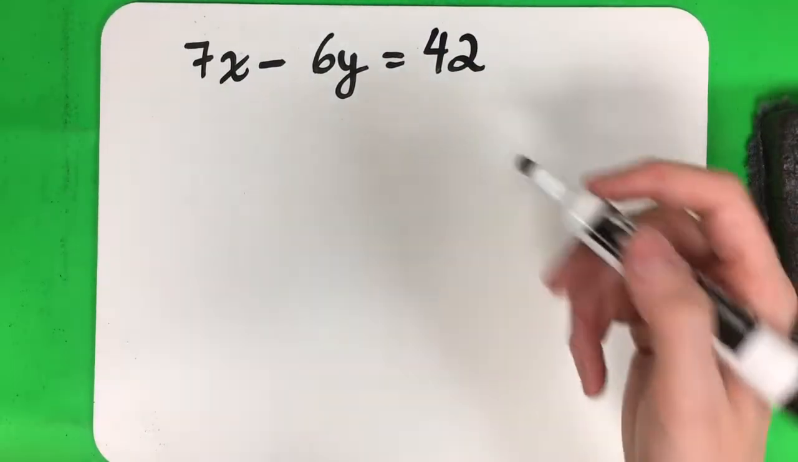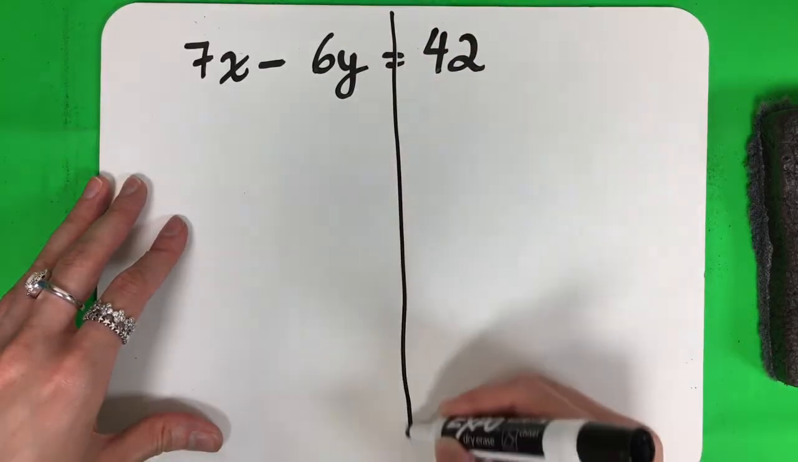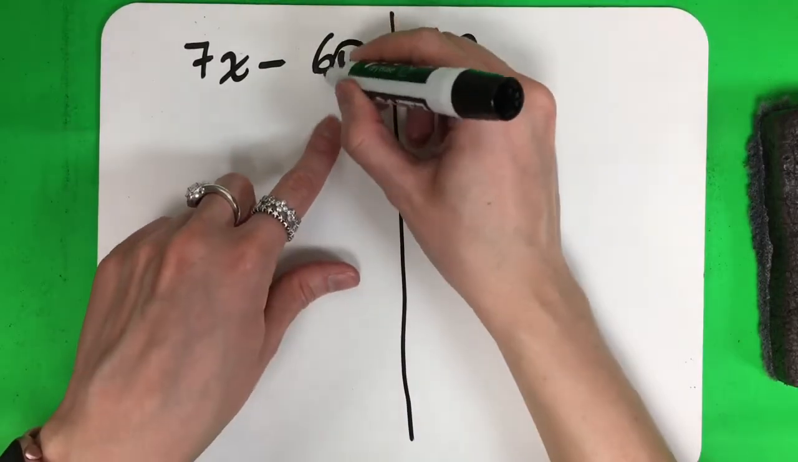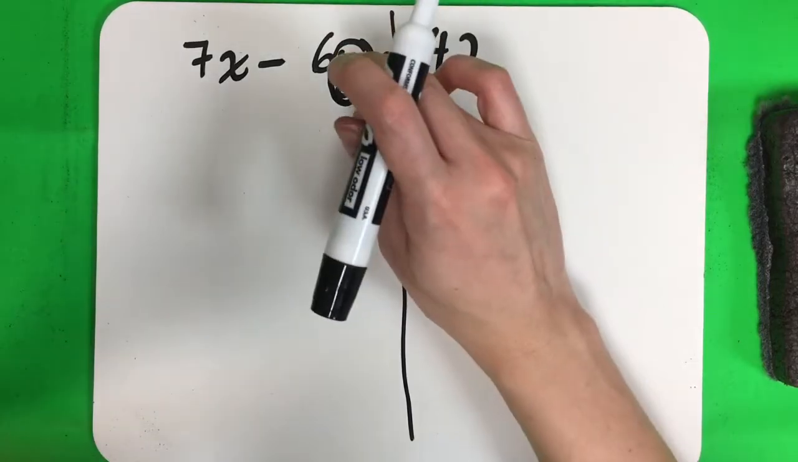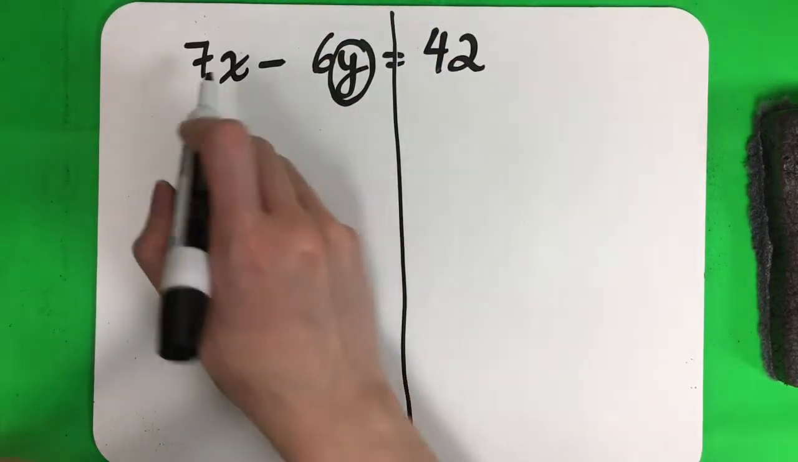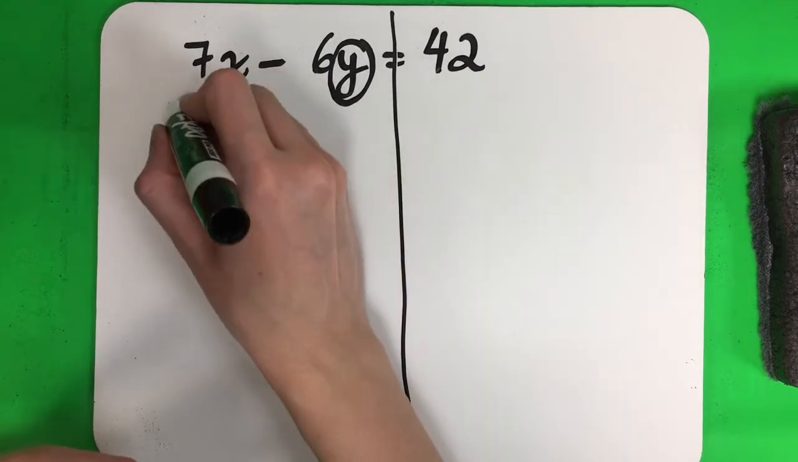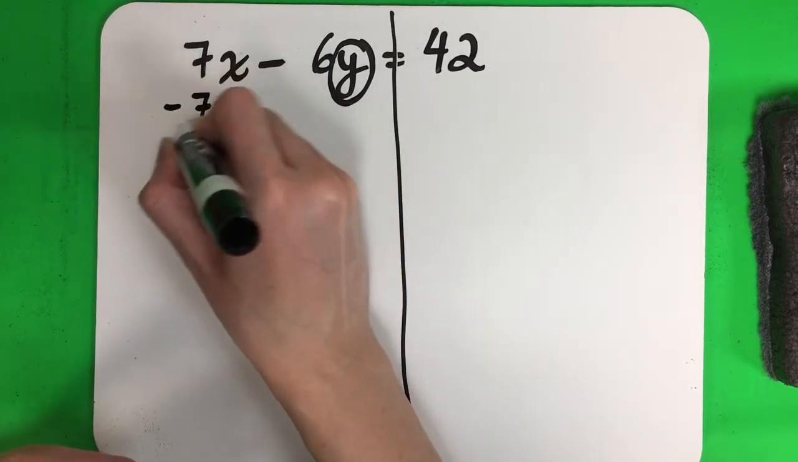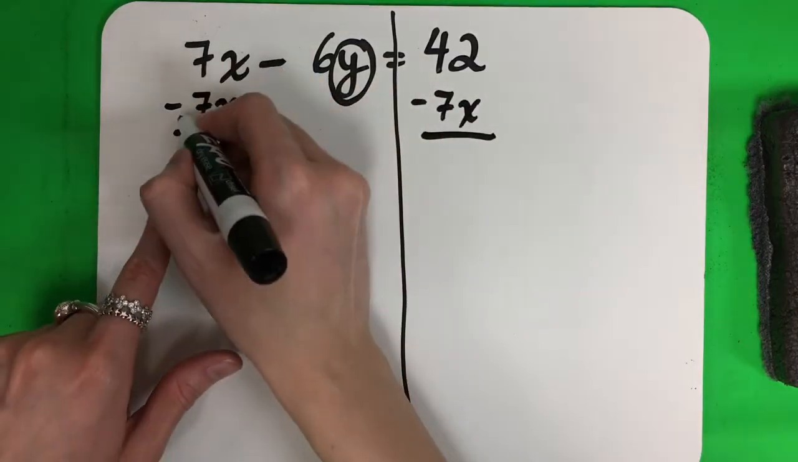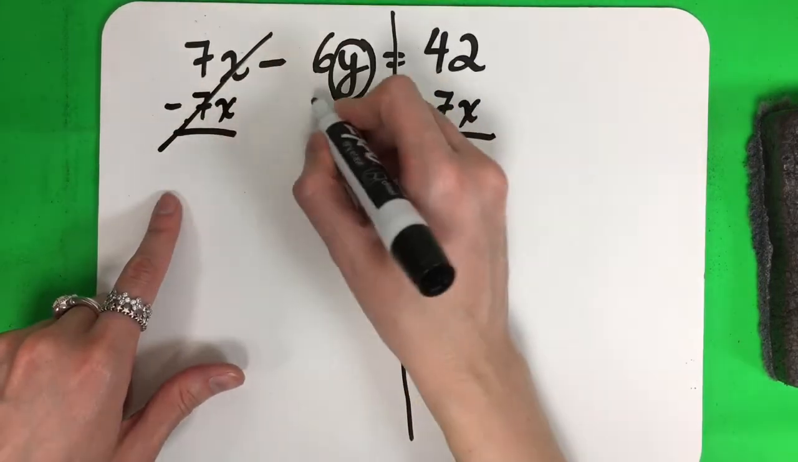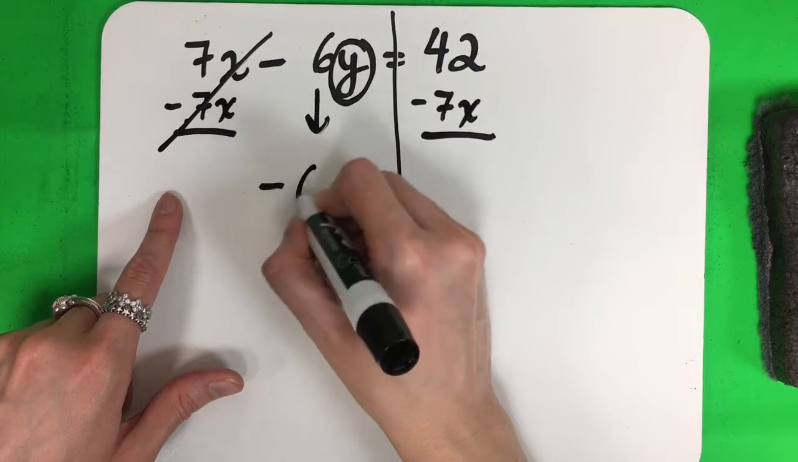Okay, so we're going to draw a line on the equal sign. I want the y alone. I'm always going to move that x first. So I want y alone, always move x. This is positive 7x. The opposite is negative, so minus 7x. Copy, minus 7x. 7 minus 7 is 0, cancels. And copy down, this is negative 6y.